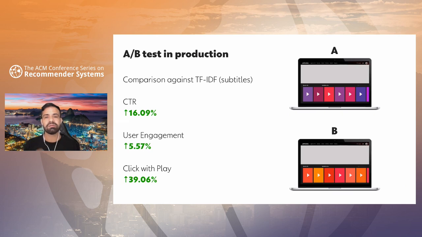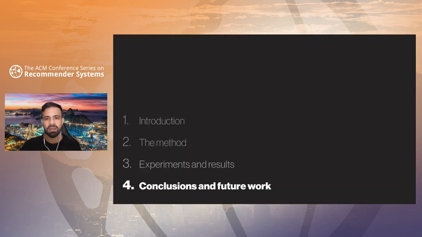In addition, we created an A/B test in production, comparing the method against the most traditional TF-IDF similarity using subtitles. In general, we observed a positive lift in our business metrics related to videos when using this new content-based method. For example, as you can see here, we got a CTR of 16%, user engagement of 5%, and click with play of 39%. And finally, our conclusions and future work.